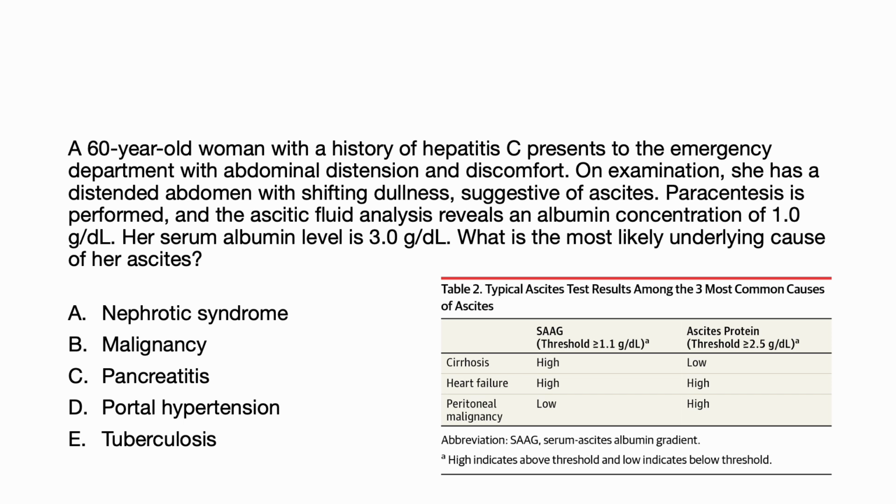Is it nephrotic syndrome, malignancy, pancreatitis, portal hypertension, or tuberculosis? The correct answer is D, portal hypertension. The serum ascites albumin gradient, SAG, is calculated by subtracting the ascitic fluid albumin concentration from the serum albumin concentration. In this case, SAG equals 3.0 minus 1.0, which is equal to 2.0 grams per deciliter. A SAG of 2.0 suggests that portal hypertension is the most likely cause of the patient's ascites.